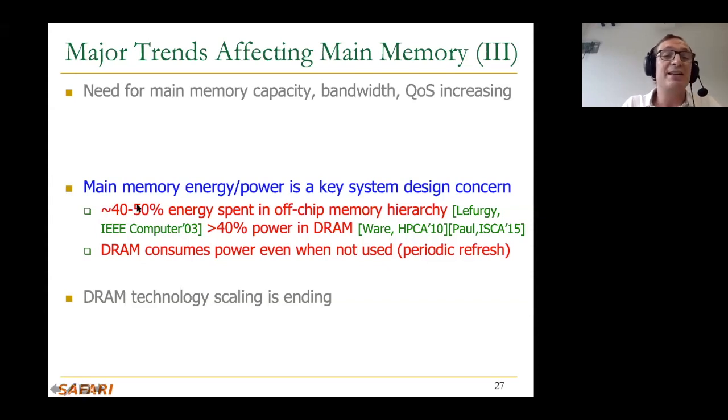But basically, they analyzed IBM's cutting-edge power systems. These are big iron systems. This is a huge rack of systems. You can imagine a data center, but these are things that are employed in banks, for example, to execute a lot of important code, transactional code, let's say. They call them big iron systems because these are extremely expensive. And they found out more than 40 to 50% of the energy is spent on the off-chip memory hierarchy.